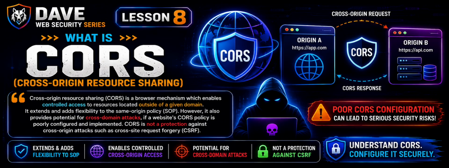What is CORS, cross-origin resource sharing? Cross-origin resource sharing, CORS, is a browser mechanism which enables controlled access to resources located outside of a given domain. It extends and adds flexibility to the same origin policy, SOP. However, it also provides potential for cross-domain attacks, if a website's CORS policy is poorly configured and implemented. CORS is not a protection against cross-origin attacks such as cross-site request forgery, CSRF.